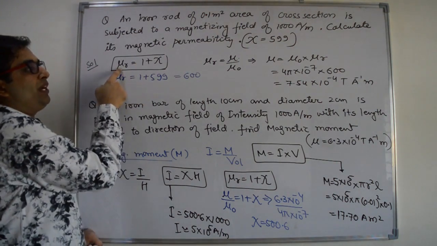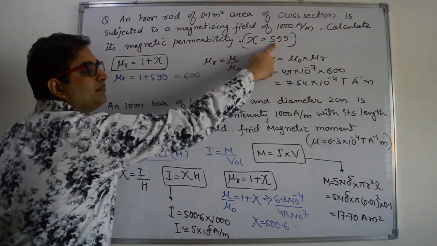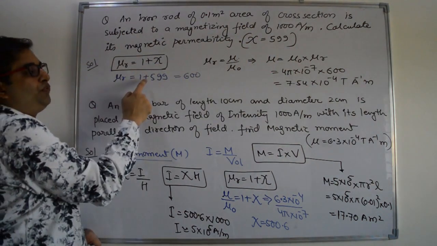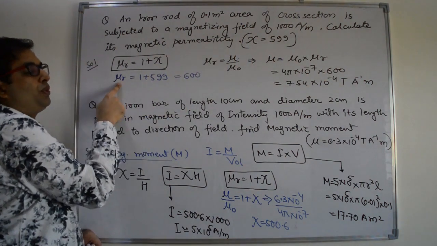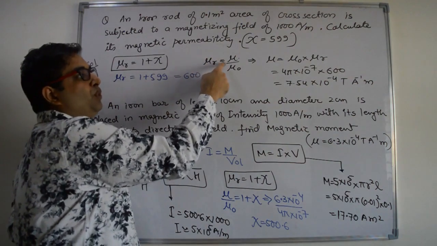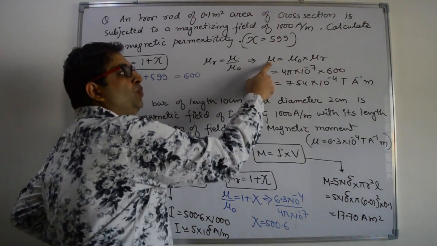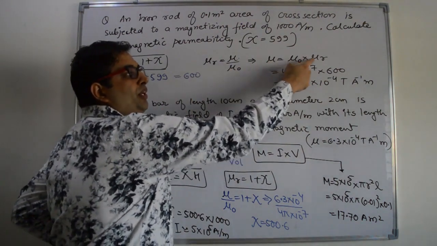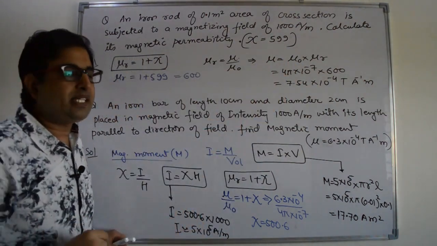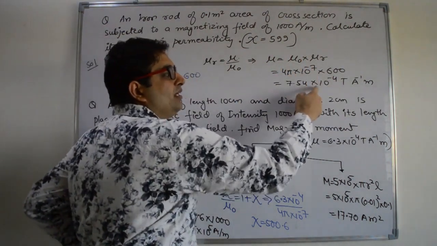We know this relation, mu r is equal to 1 plus chi. Susceptibility is given to you. In the question it is given 599. You can calculate mu r. So 599 plus 1, 600. So relative permeability is mu r, and we know mu r is equal to mu divided by mu naught. So mu we have to find out, mu is equal to mu naught into mu r. Mu naught is 4 pi into 10 raised to power minus 7. Mu r already calculated here, 600. Put the value, solve it, this is the answer.